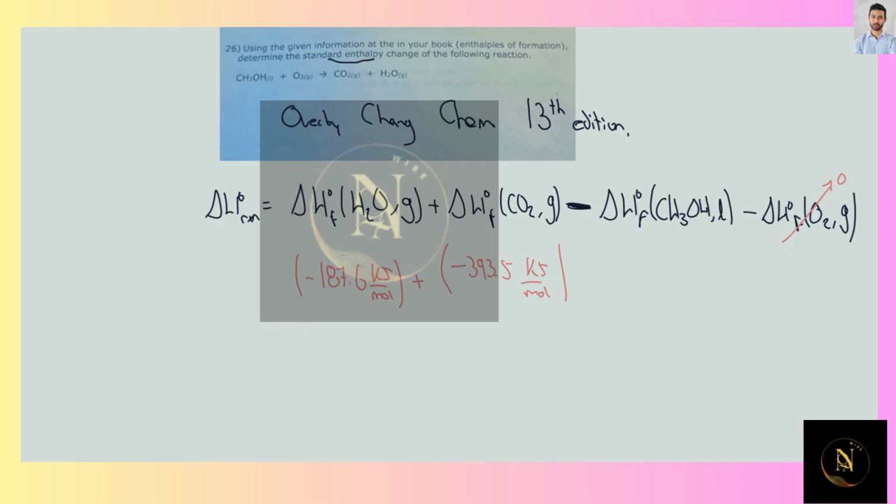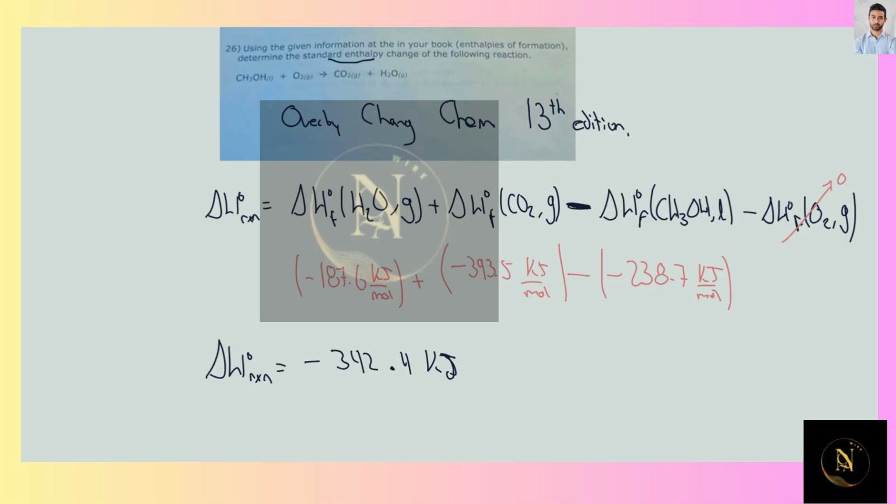And finally, for the case of methanol, methanol as a liquid is going to have an enthalpy of formation of minus 238.7 kilojoules per mole. So adding things up would be 238.7 minus 393.5 minus 187.6 gives us a delta H standard of the reaction equal to minus 342.4 kilojoules.